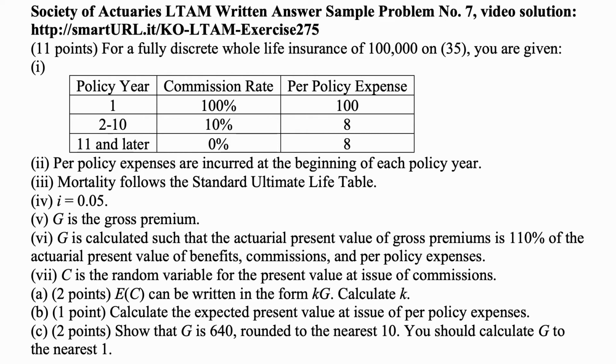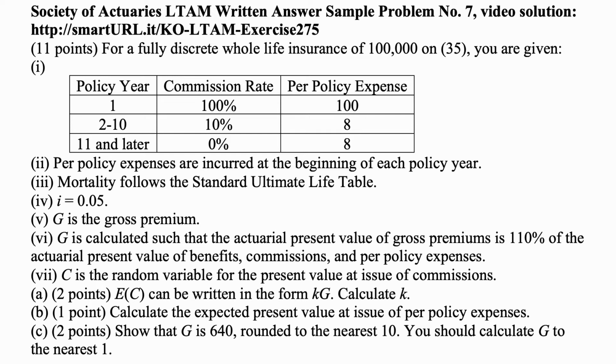Here's a problem for today for exam LTAM. For a fully discrete whole life insurance of $100,000 on a 35-year-old, you are given that in policy year 1, the commission rate is 100% and per policy expense is 100. In policy years 2 through 10, the commission rate is 10% and per policy expense is 8. In policy years 11 and later, the commission rate is 0% and per policy expense is 8. Per policy expenses are incurred at the beginning of each policy year.